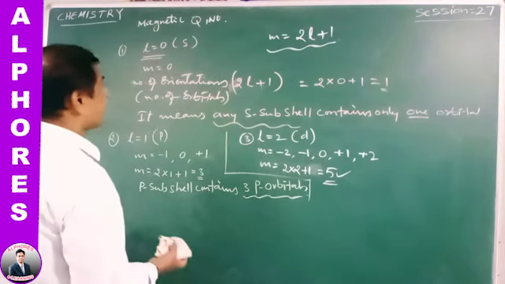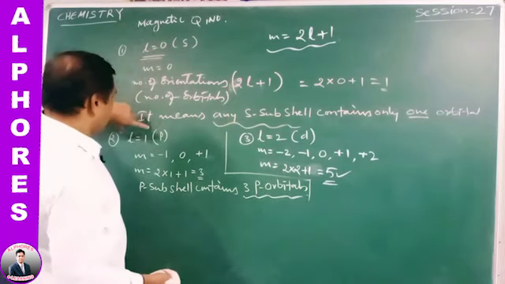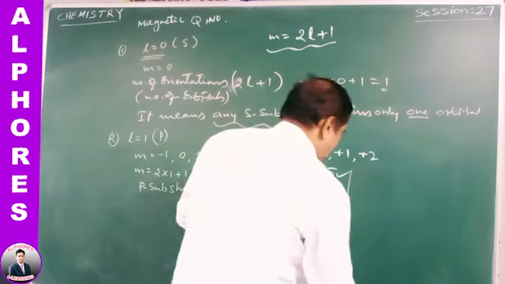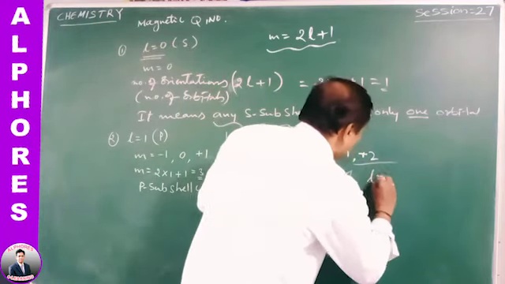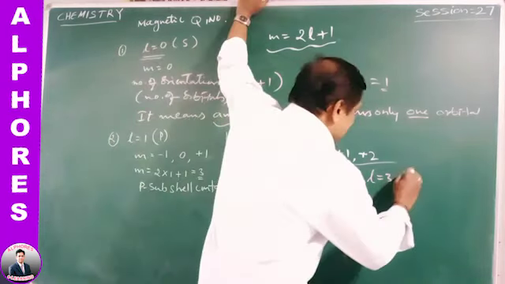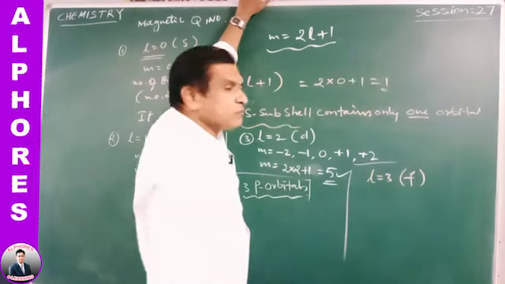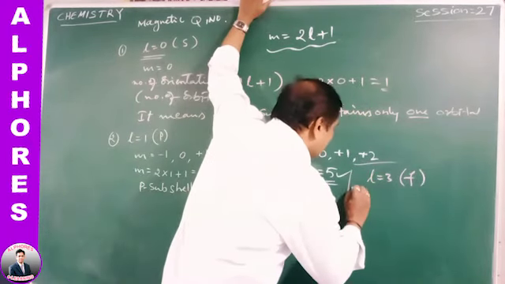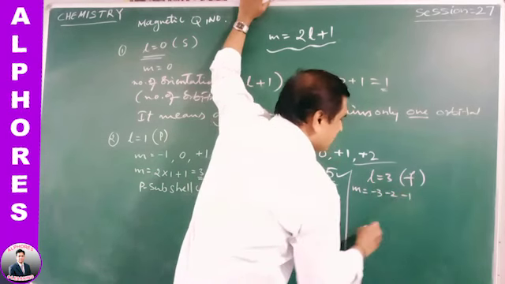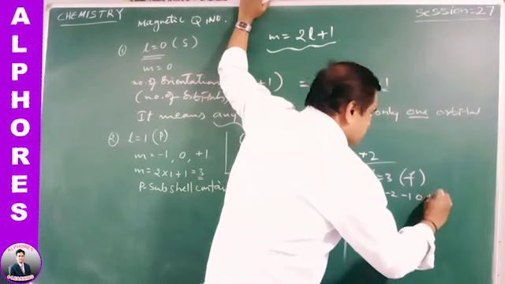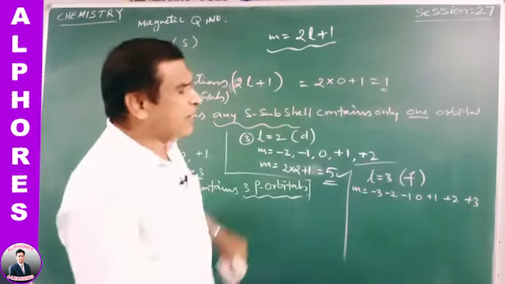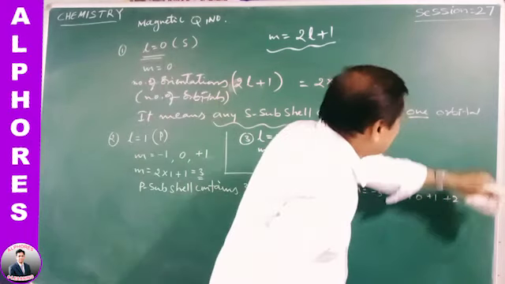One more. Let us take up one more. L equals 0, L equals 1, L equals 2. Let us work on L equals 3. L equals 3 means that is nothing but the F subshell. For this F subshell, the possible M values are minus 3, minus 2, minus 1, 0, plus 1, plus 2 and plus 3. So total how many values are possible? 7 values are possible.